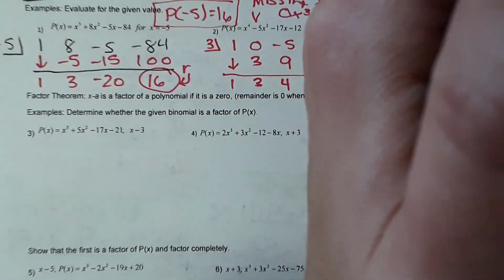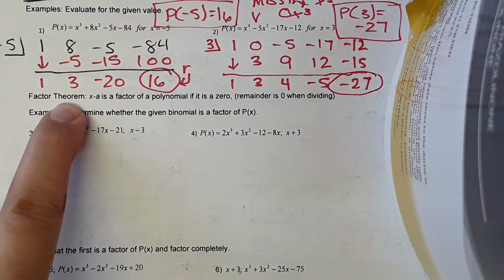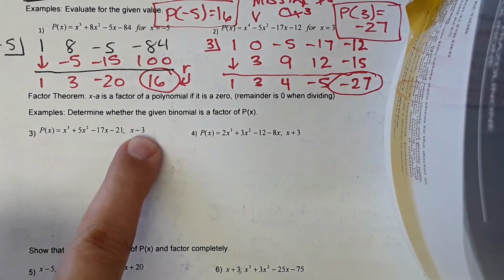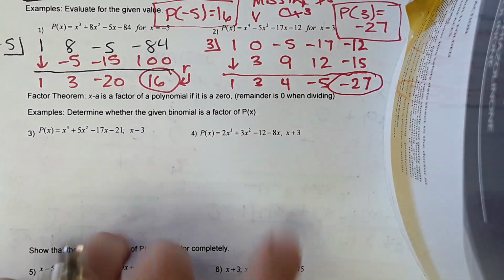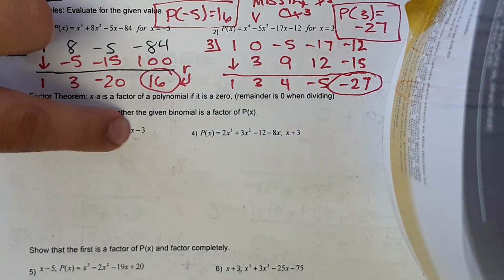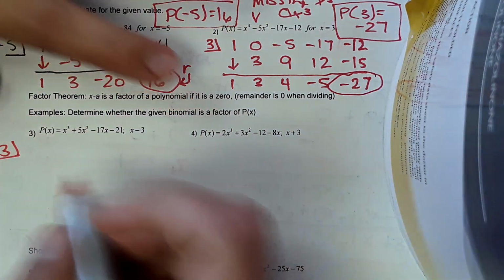Okay. Number 3, we're going to do the same process. So with this one, the factor theorem, if there is no remainder, then yes, x minus 3 is a factor. If there is a remainder, then we're going to say no, it's not a factor. So we have the x minus 3, so we're going to take the opposite of negative 3 and just put positive 3 in the box, and then list out the coefficients.